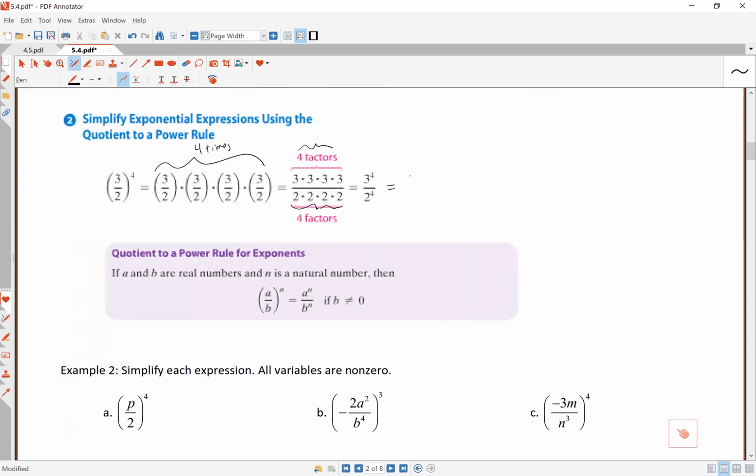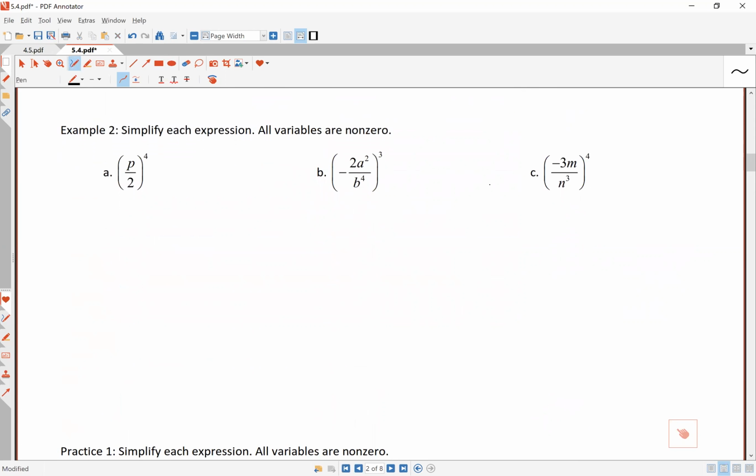which, if we work that out, is 81 over 16. But what the property shows us is that every time we have a fraction raised to a power, we can raise the numerator to that power and denominator to that power. Very much like we had a product raised to a power, and we would raise both factors to that same power. If we have a fraction raised to a power, now we raise both the numerator and the denominator to that power.